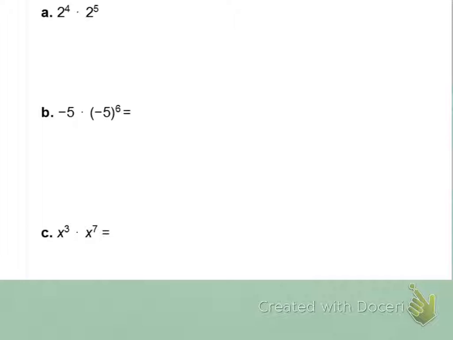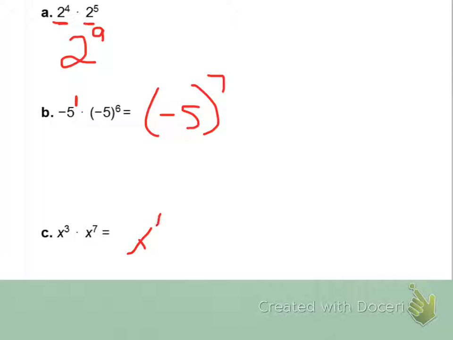So let's try one. For A, I see same base, so I need to add my exponents. So that would be 2 to the 9th power. B is going to end up being a negative. When we don't see an exponent, you put a little 1 there. So it's negative 5 to the 1st power times negative 5 to the 6th power. So it would be negative 5 to the 7th power. And then the last one, we're going to add our exponents, so it would be x to the 10th power.